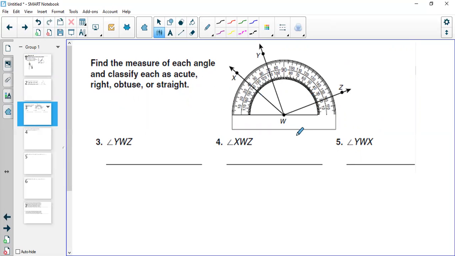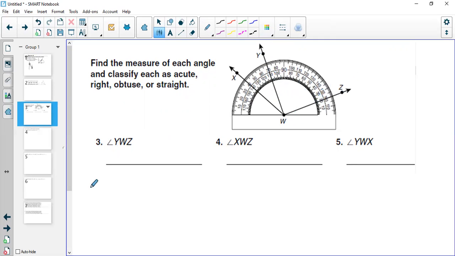I don't know how clear this picture is on the screen for you, but surely you must have done the homework. Okay, so angle YWZ. Now the rule was to ask 2 questions for yourself. The 2 questions were: is any hand on 0? No, right? None of the hands are on 0. So what do you need to do? You need to subtract. So let's subtract.